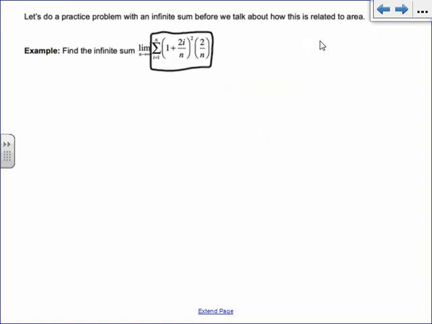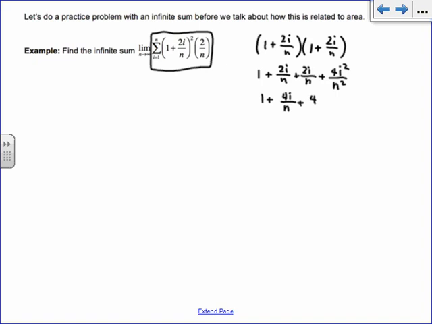Okay, so I'm going to simplify by going ahead and FOILing out this 1 plus 2i over n times itself. So that's the first step I'm going to do. So when I do that, I get 1 plus 2i over n plus another 2i over n plus 4i squared over n squared. Be very careful with your powers. That's where a lot of people mess up. A lot of people will do 4i over n squared. Okay, so that simplifies to 1 plus 4i over n plus 4i squared over n squared when I combine those two in the middle. Now we're multiplying by 2 over n.